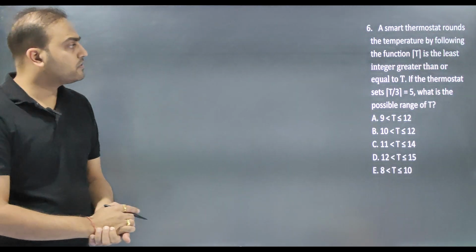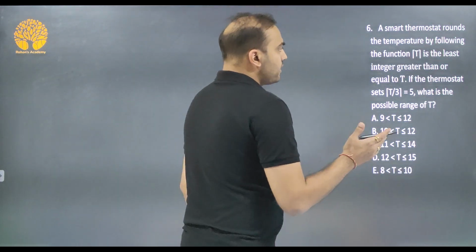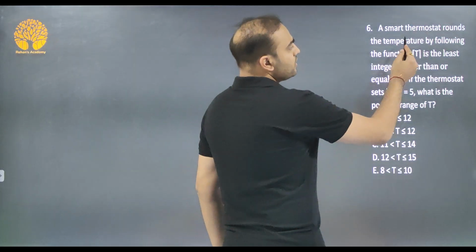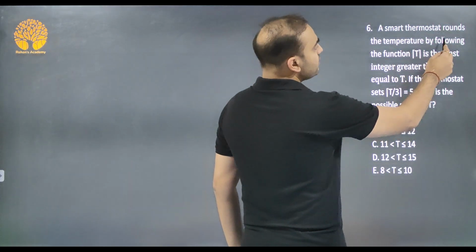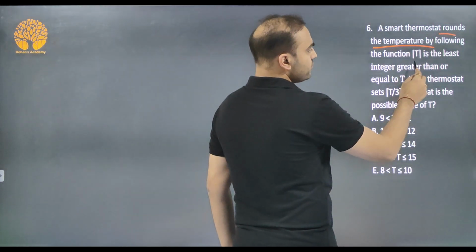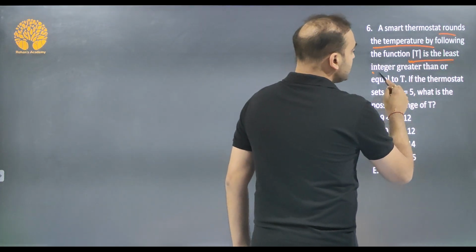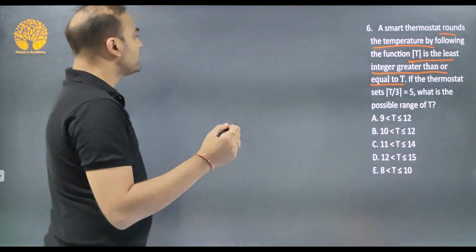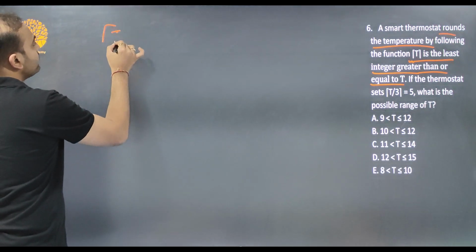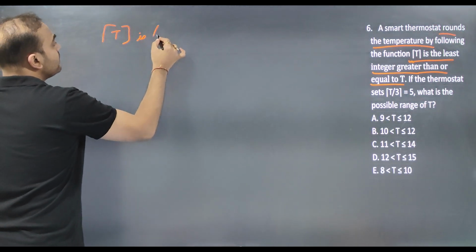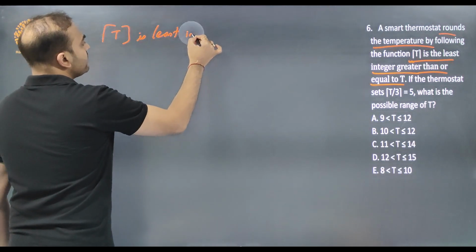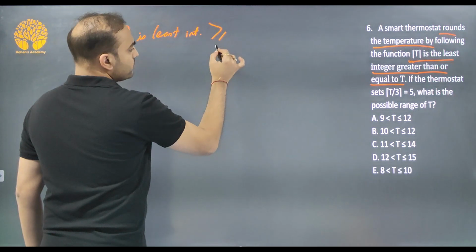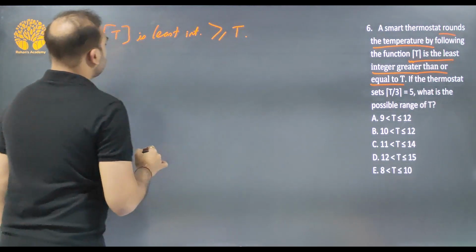Again, interesting question, looks difficult, right? But again, remember, it's a function question, it will be easy. We will just plug in. They say a smart thermostat rounds the temperature by the following function. This is the least integer greater than or equal to t. So again, a definition is given to us. What does this tell you? This is least integer greater than or equal to t.